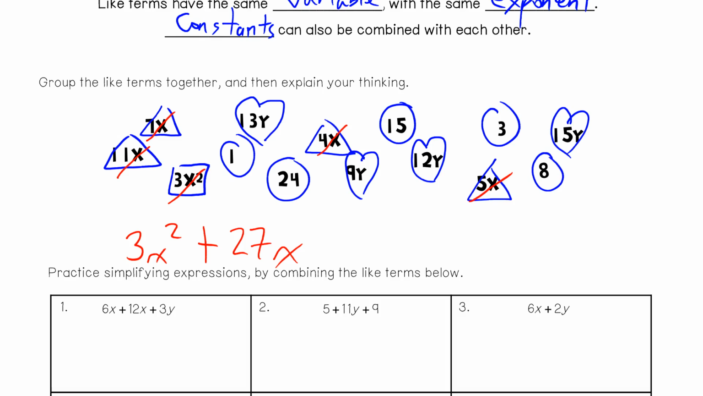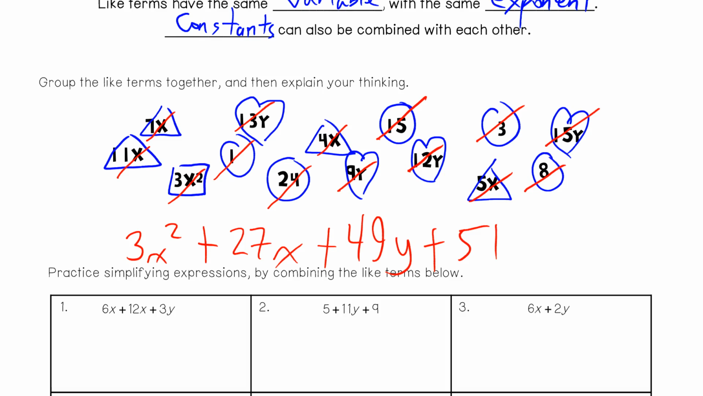I'm done with x, and I have y, so let's do our other variable. I have 13 and 12, that gives me 25y, plus 15 will give me 40y, and then 9 will give me 49y. And then last, I just have my constants. So 24 and 15 will give me 39, 1 will give me 40, 48, and then plus 3 is 51. So 51 is my constant, and I'm done.